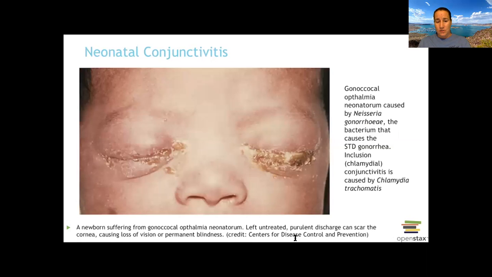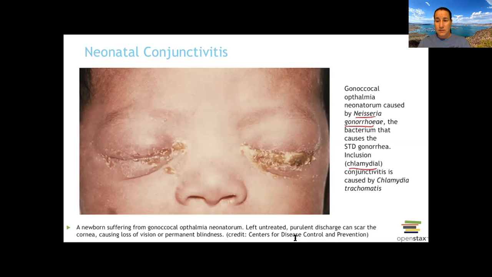Neonates can get conjunctivitis. You're wondering, they're in the womb, how are they getting this? Well, when they are being delivered, that's how they can get this. If mom is infected with an STD, she can pass this on to baby. So gonorrhea, Neisseria gonorrhoeae, can cause this conjunctivitis. And then also chlamydia can cause conjunctivitis.